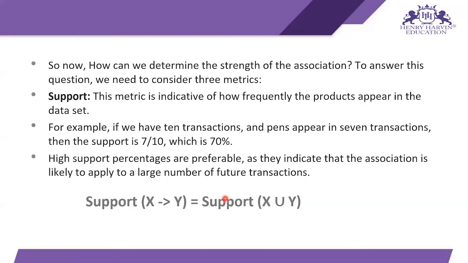Now, how can we determine the strength of the association or the relationship between two or more items? To answer this question, we need to consider three metrics.